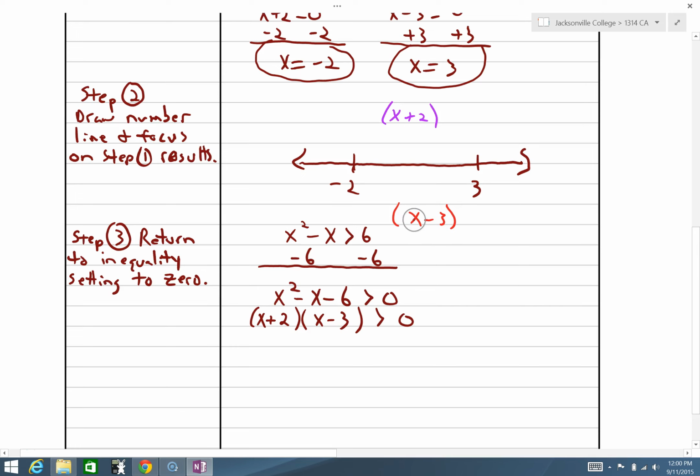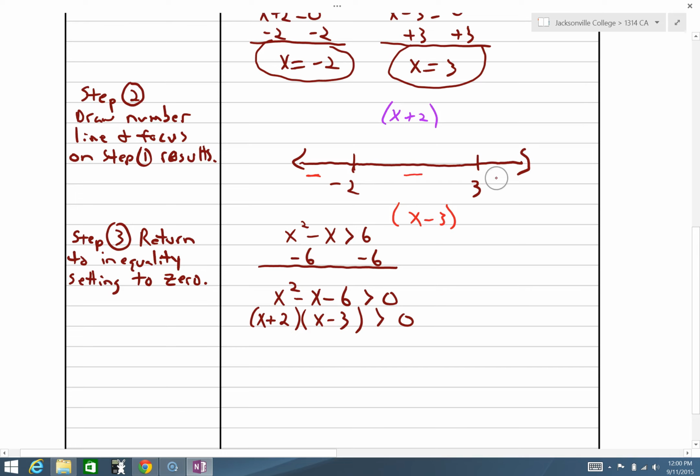I want to consider how x minus 3 behaves when x is less than negative 2. If I substitute a number less than negative 2, like negative 3, minus 3 is going to give me a negative number. So over here, this thing is going to be negative. How does it behave from negative 2 to 3? Well, at negative 1, it would be negative. At 2, 2 minus 3 would be negative. Everything all the way up to 3, it's going to be negative. So this factor is going to be negative from negative 2 to 3.